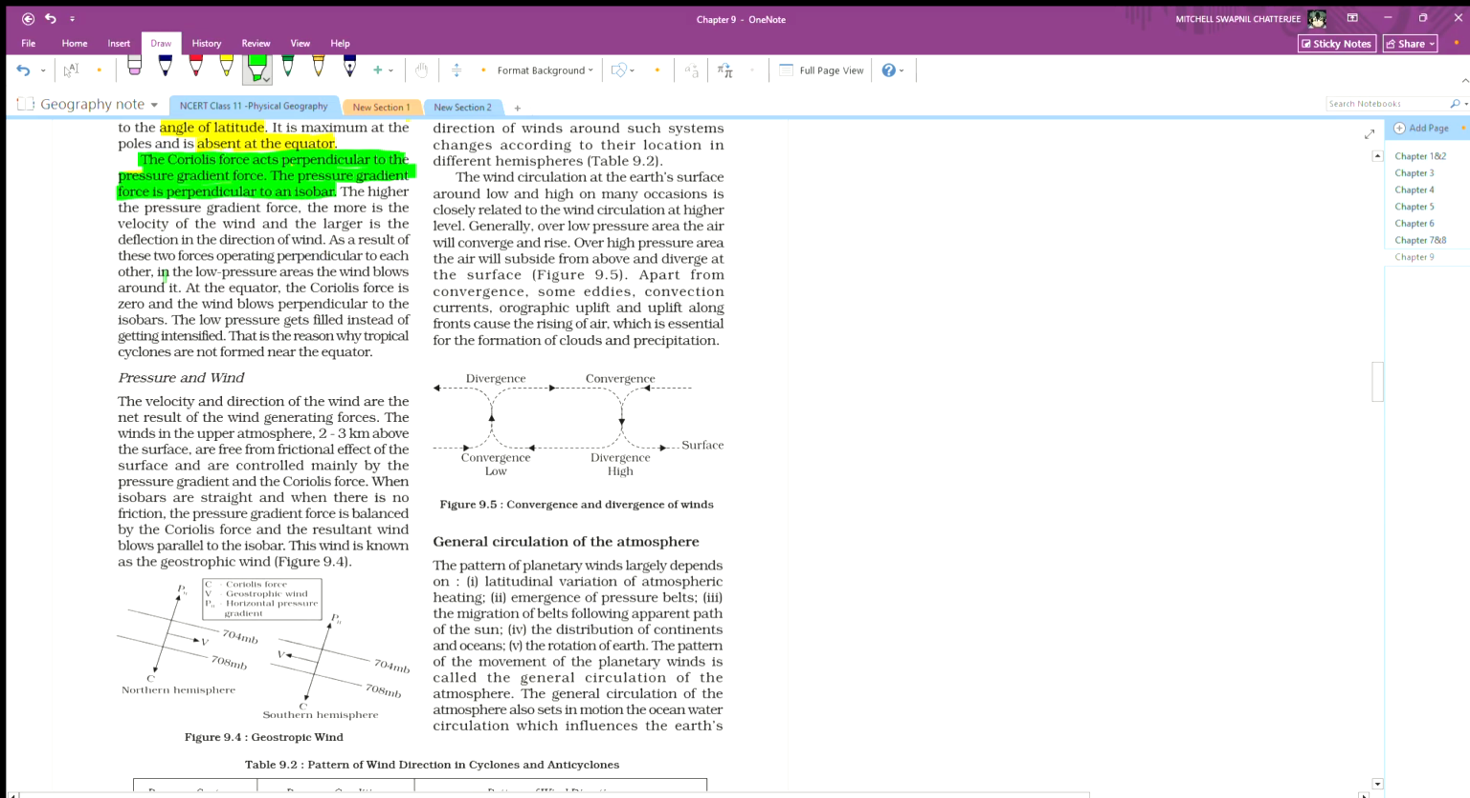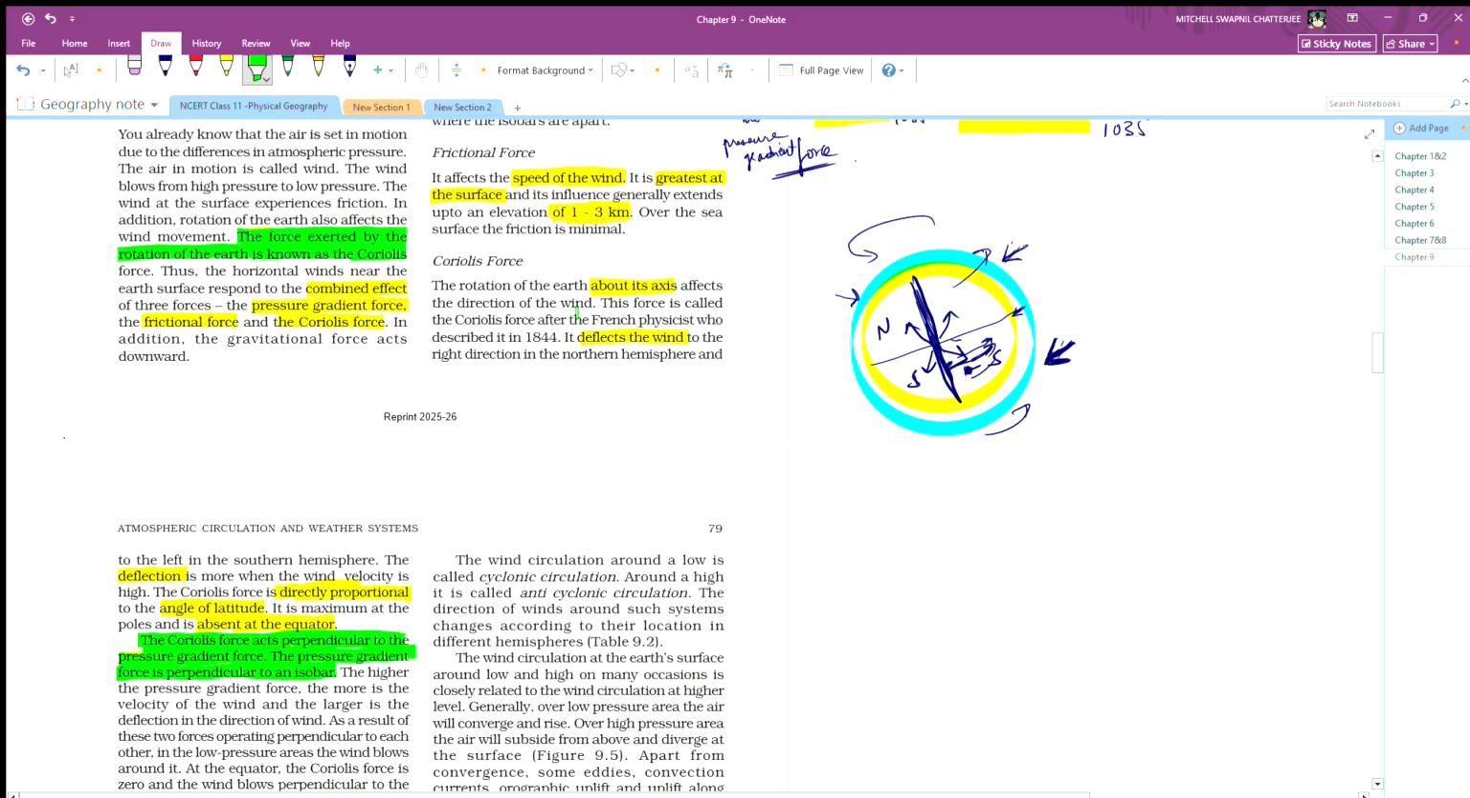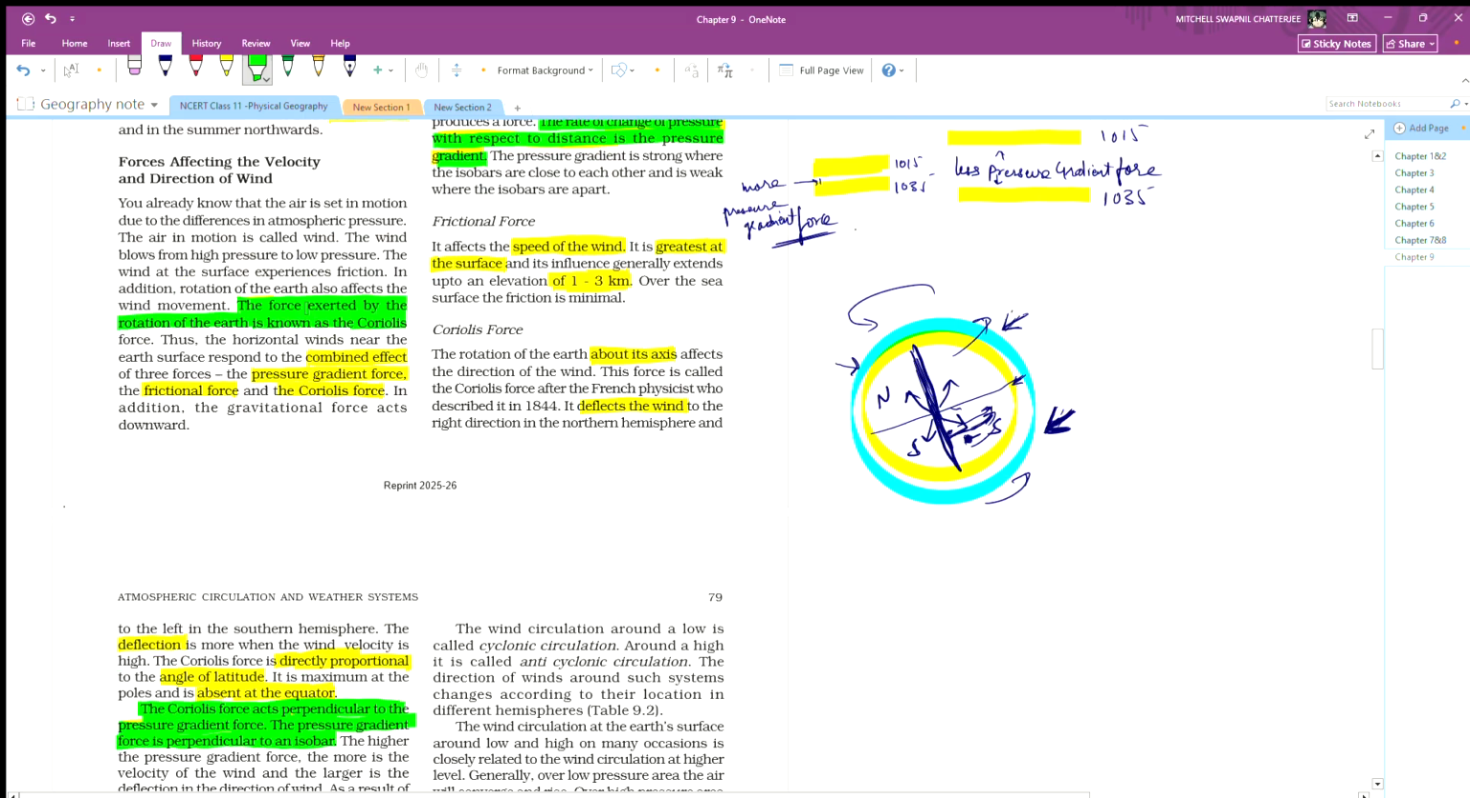As a result, these two forces operate perpendicular to each other. In the low pressure areas, the wind blows around it. At the equator, the Coriolis force is zero, as we have already read here somewhere. So we have read it.